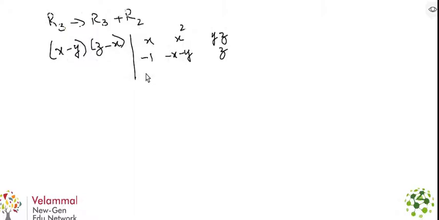1 plus minus 1 is 0, and z minus y plus x plus y will be left out. So y gets cancelled. So what is left out?